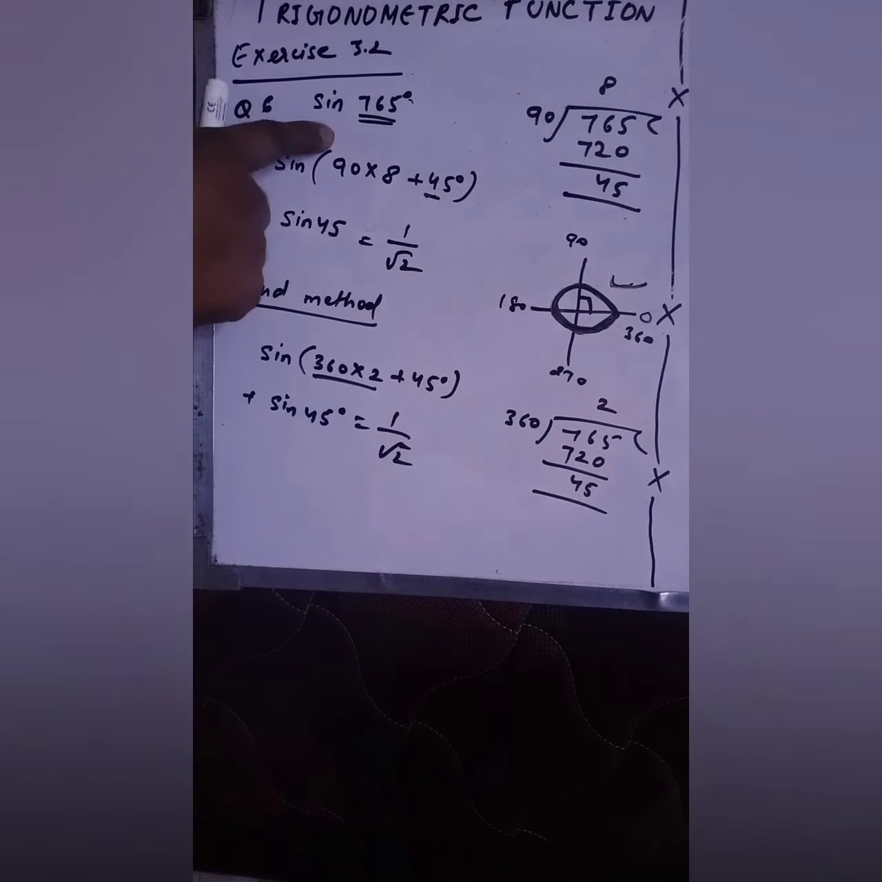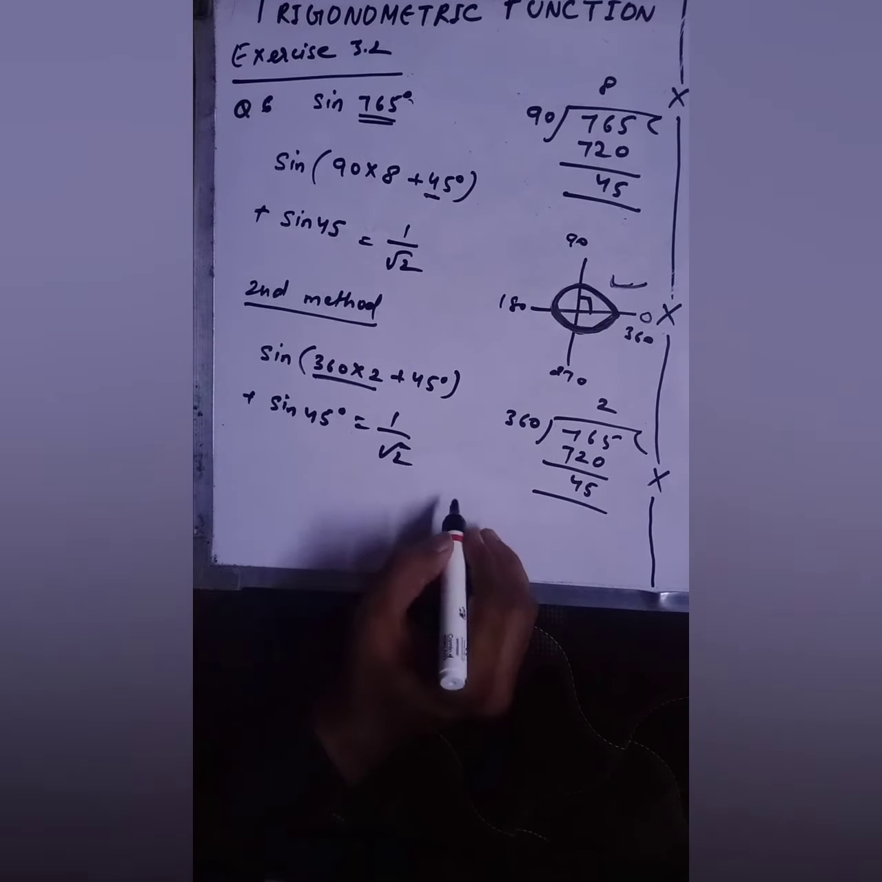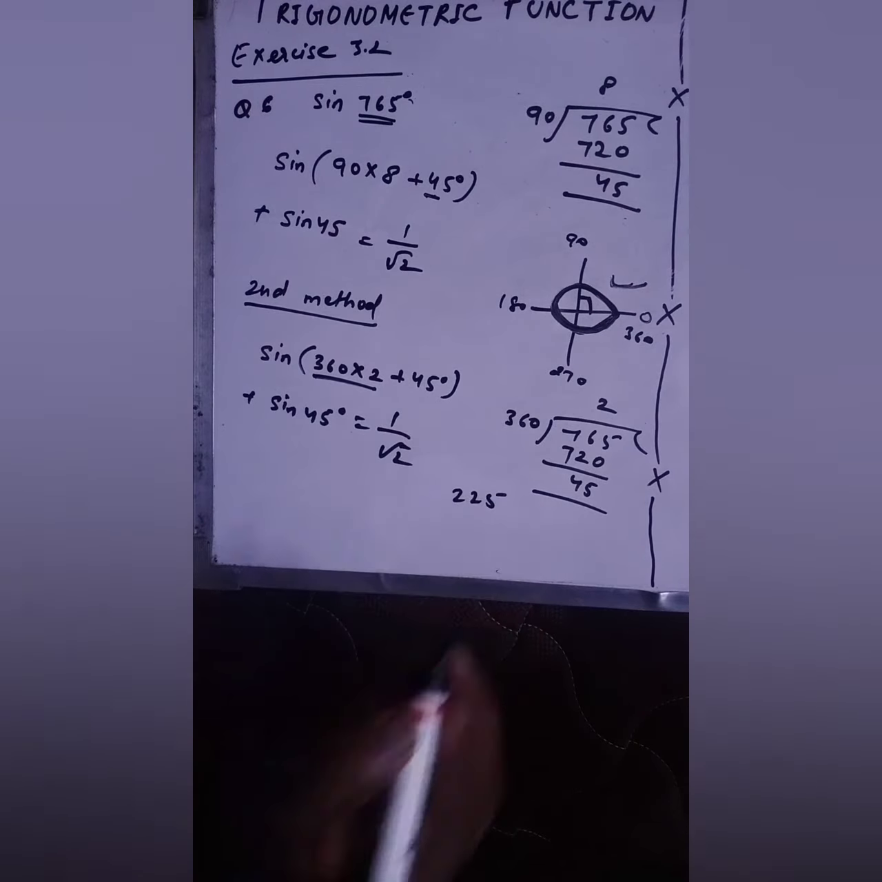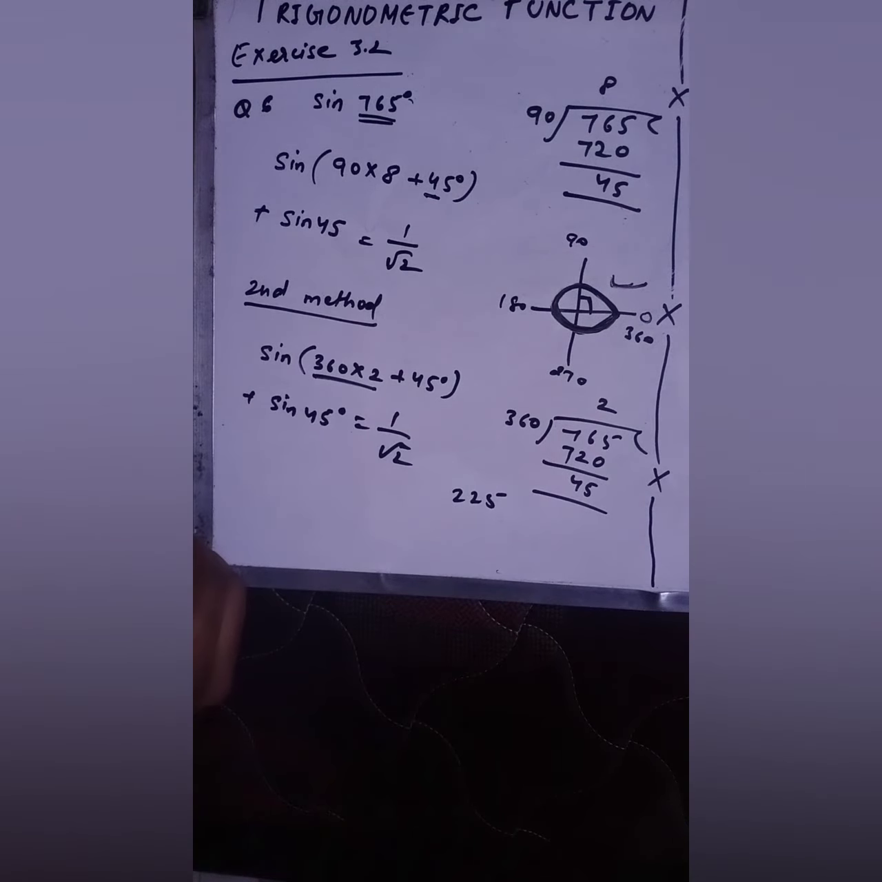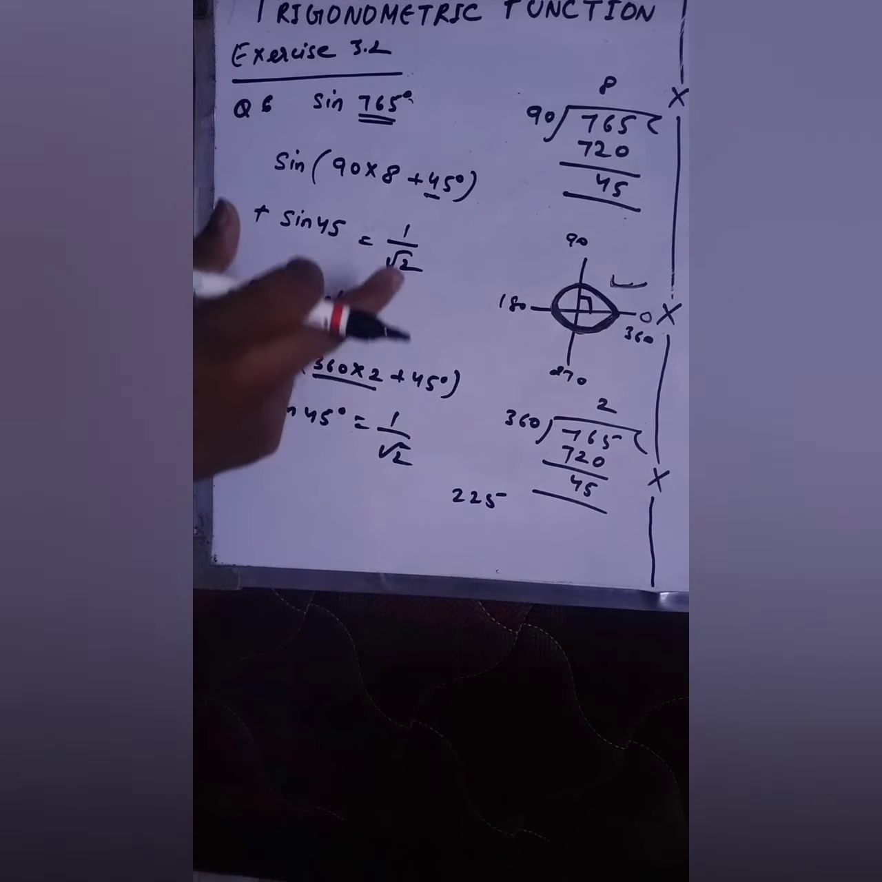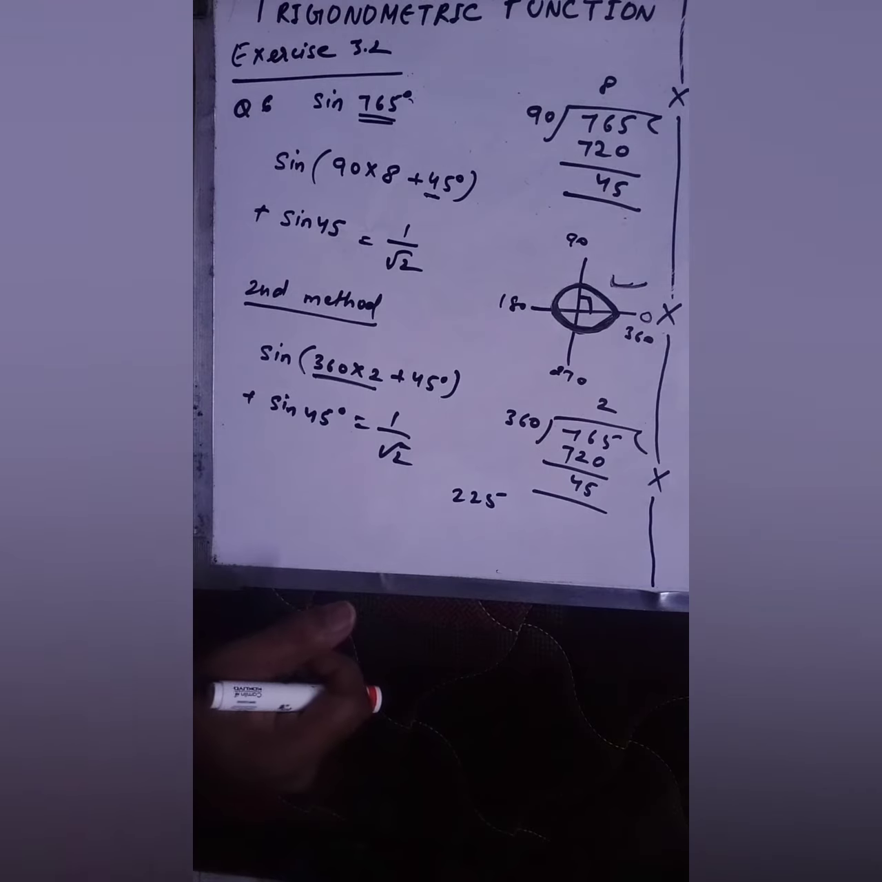Both methods you can apply, but I suggest you must use the first one. Use the first method because suppose you have to find the value of 225, then you can find this value using this method very easily. You can find the value with the other method also, but it will be a little bit confusing. That's why I'm suggesting you use this method.